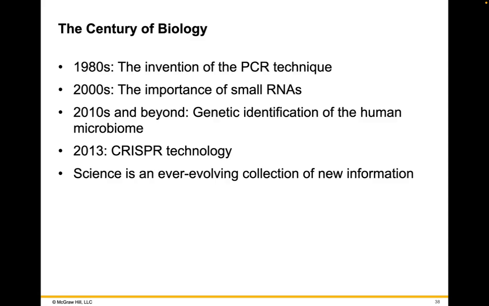So in the 1980s, they invented the PCR technique. PCR allows us to take a sample of DNA and replicate that sample 1,000,000 times within a day. So this was huge for genetic testing and criminology. We were able to collect DNA from crime scenes and make millions of copies of that DNA to investigate it.